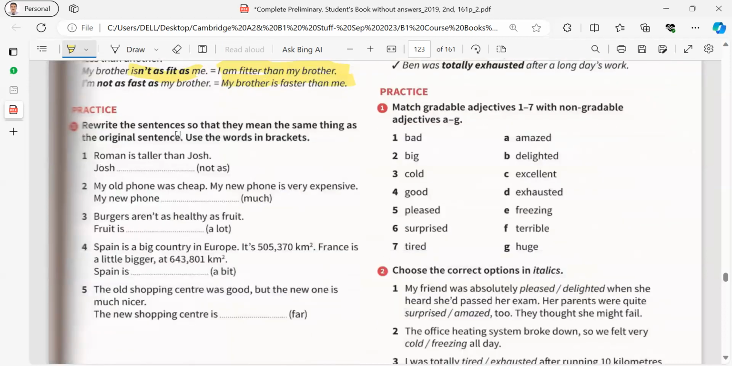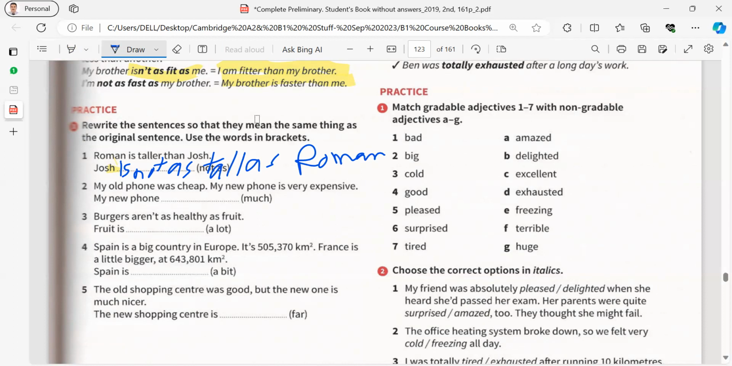Now let's practice. Rewrite the sentences so that they mean the same thing as the original sentence. Roman is taller than Josh. Can you give me the same meaning using not as? Yes. How to say it? Josh isn't as tall as Roman. Yes, well done. So here the two sentences have the same meaning, you know.